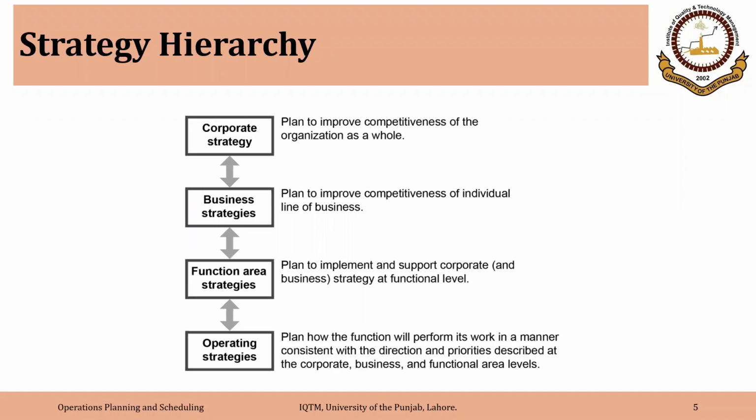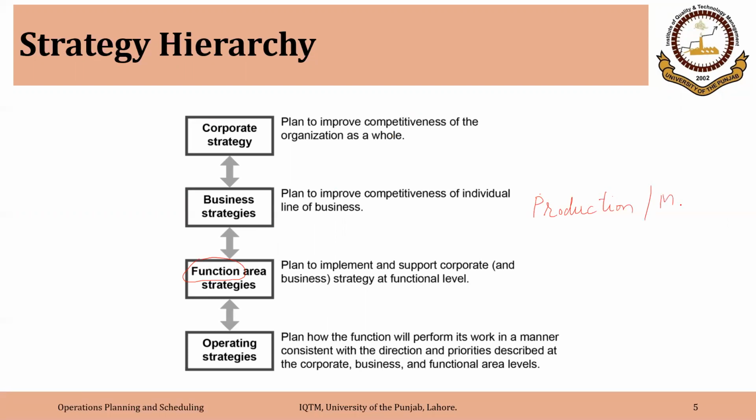So there are 4 levels of strategy. At the top level, there is corporate strategy that actually helps us to devise strategies for different business units within the same corporation. Each business has different functions, so each function has its own strategy. And then the operating strategies are developed based on the functional strategies. The important point here to keep in mind is that production strategy is an example of function area strategy.